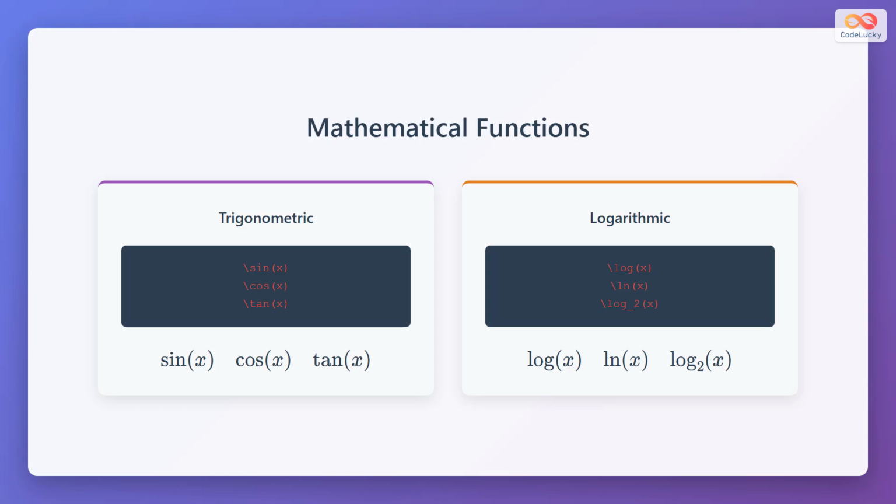LaTeX also provides commands for common mathematical functions. For trigonometric functions, use \sin(x), \cos(x), and \tan(x) to render sine x, cosine x, and tan x, respectively. For logarithmic functions, use \log(x), \ln(x), and \log_2(x) to render log x, natural log x, and log base 2 of x, respectively.